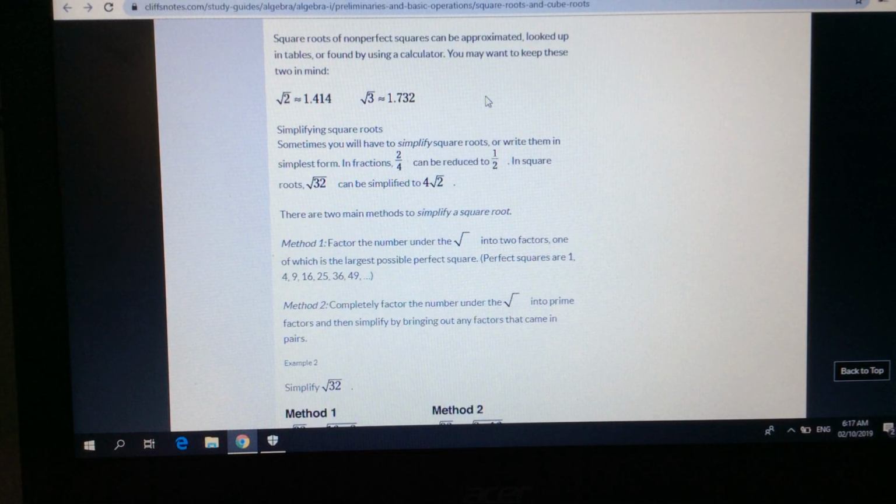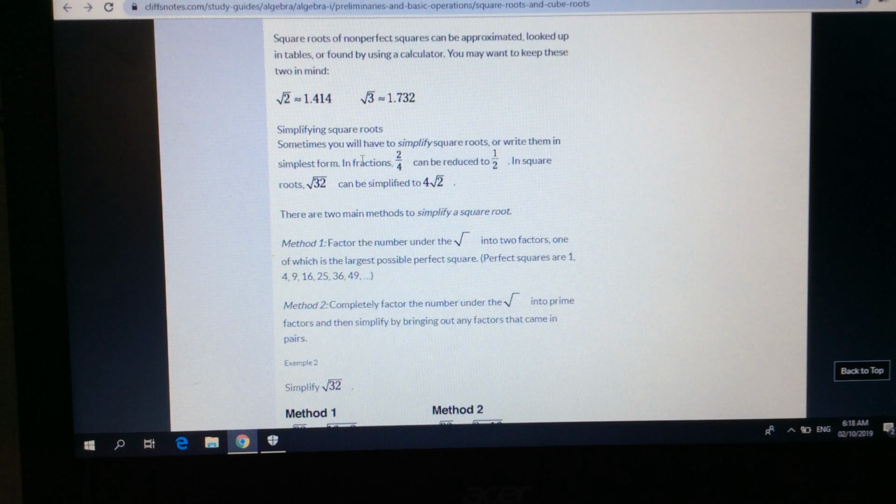So, square roots of non-perfect squares can be approximated, looked up in tables, or found by using a calculator. You want to keep these in mind. So here are some examples.